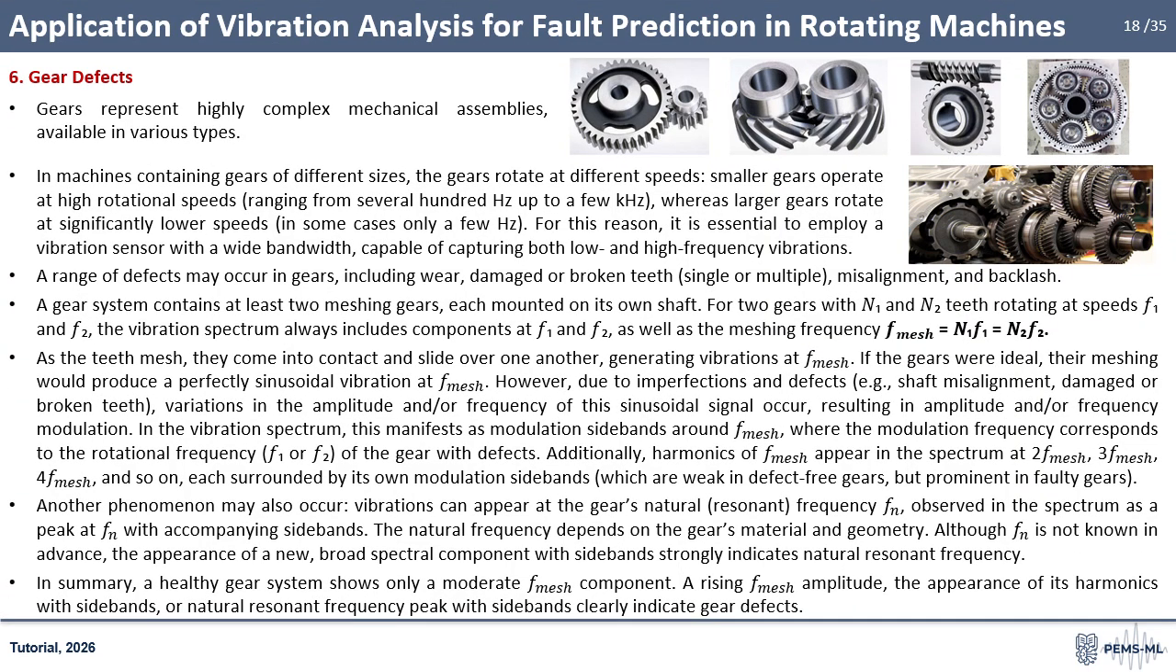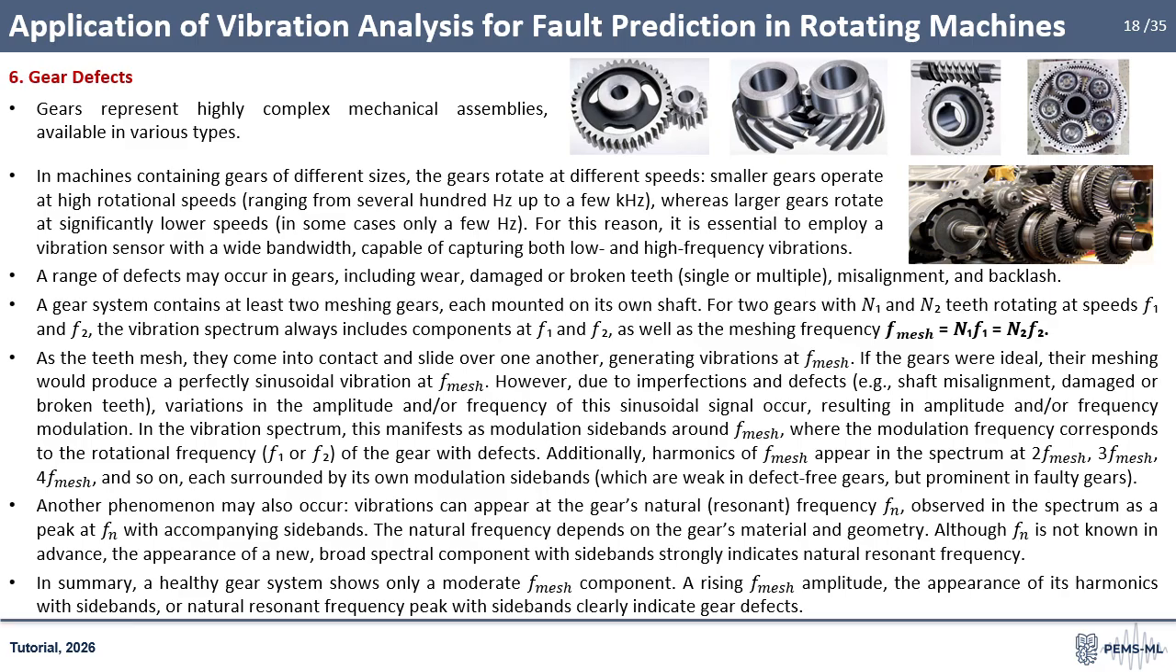The next important type of defect in rotating machines is gear defects. Gears are complex mechanical components and can vary significantly in size, which means they operate at different rotational speeds. Smaller gears typically rotate at high speeds, up to several kilohertz, while larger gears rotate much more slowly, sometimes only a few hertz. Therefore, vibration sensors with a wide frequency bandwidth are required to capture both low and high-frequency vibrations.